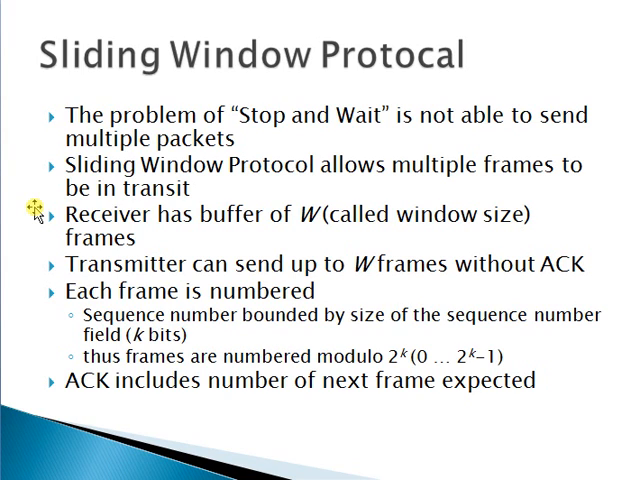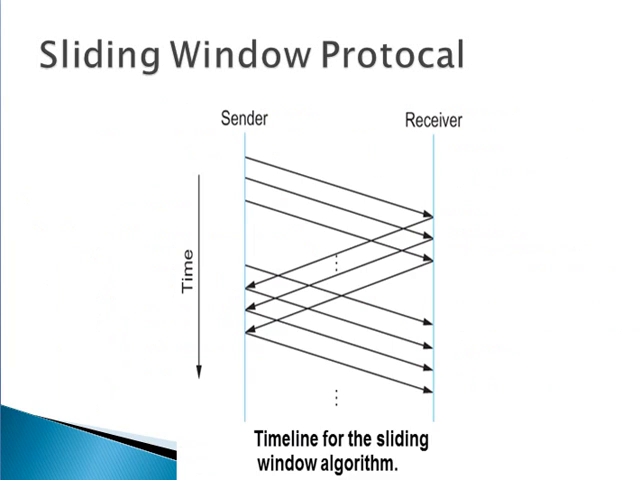Each frame is numbered with a sequence number, bounded by the size of the sequence number field. Thus frames are numbered modulo 2 power k, from 0 to 2 power k minus 1. The acknowledgement includes the number of the next frame expected. This can be shown in this diagram. There are 3 frames that the sender is sending to a receiver, with an acknowledgement for each frame. The vertical line shows the timeline for the sliding window algorithm.